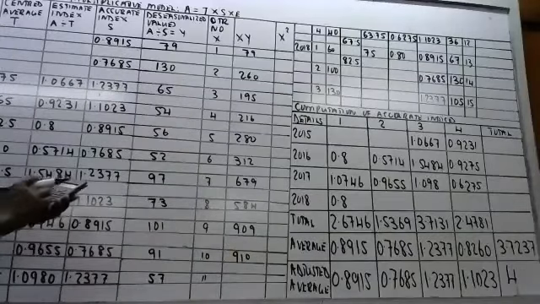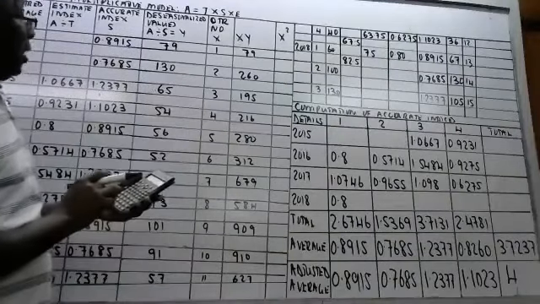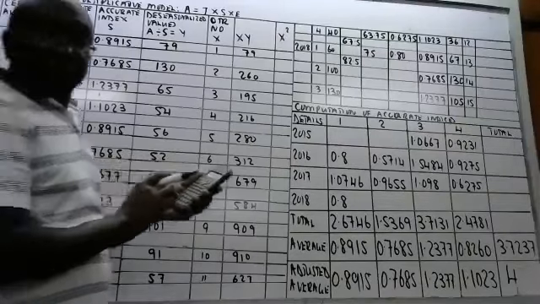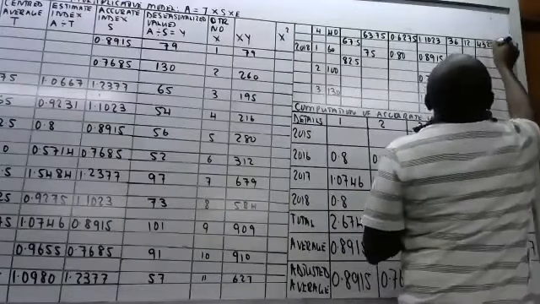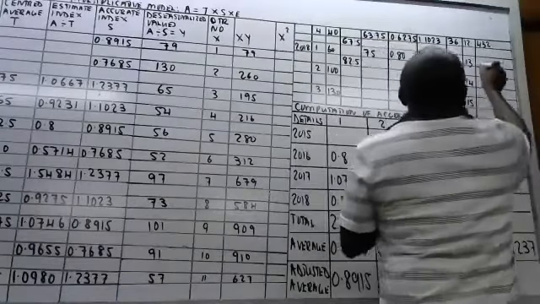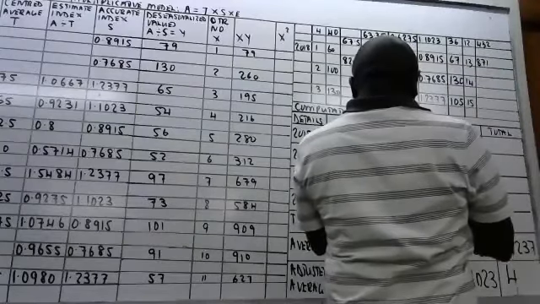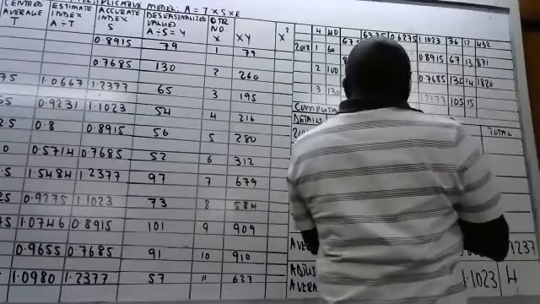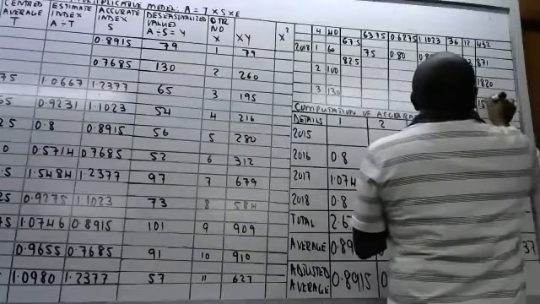57 times 11 is 627. 36 times 12 is 432. 67 times 13 is 871. 130 times 14 is 1820. 105 times 15 is 1575.